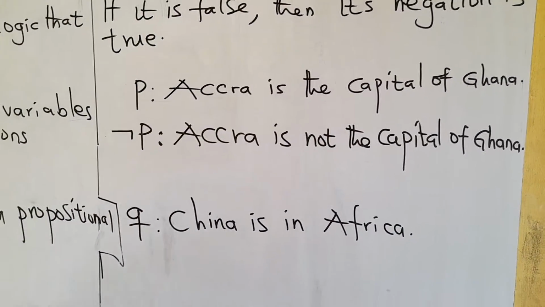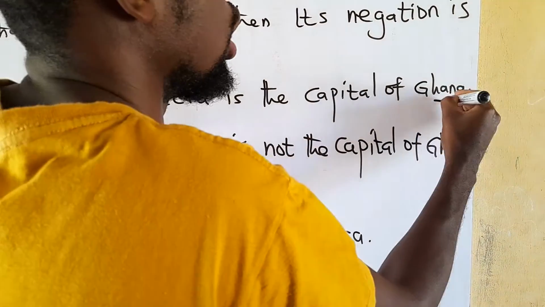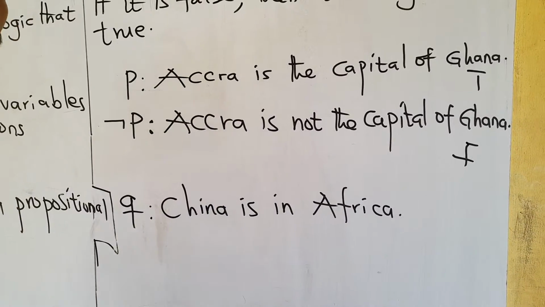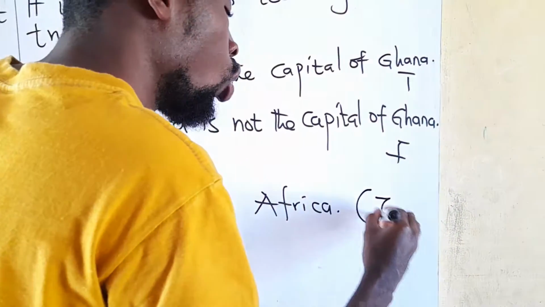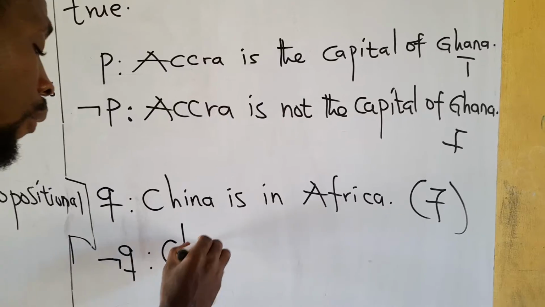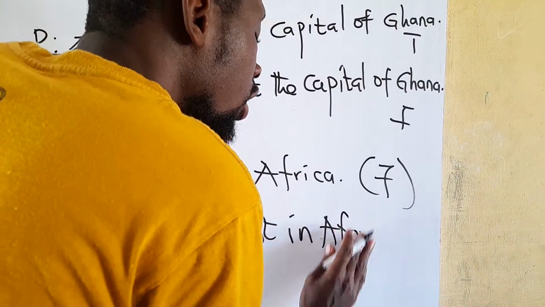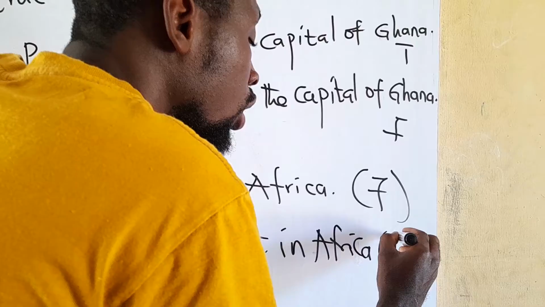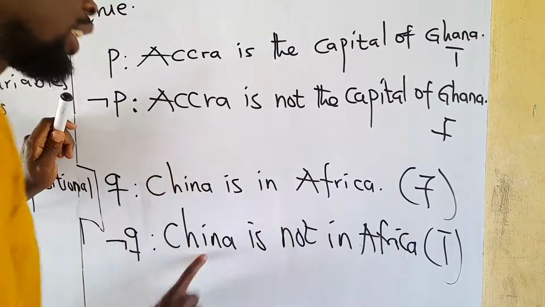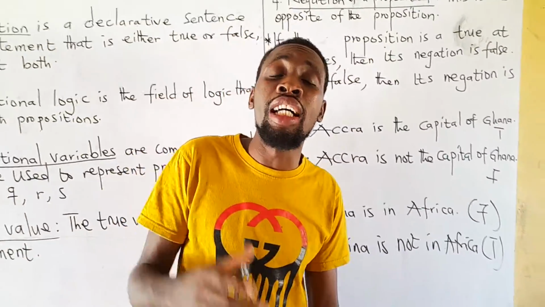Now let's look at the second one. Q: China is in Africa. Remember, Accra is the capital of Ghana is true, then its negation is false. Now, is it true that China is in Africa? No, so it's false. Then the negation of Q will be true: China is not in Africa. This is true. So we say if a proposition is true, then its negation is false. And if it is false, its negation is true. I hope you have gotten all the necessary tips that will help us understand propositions.